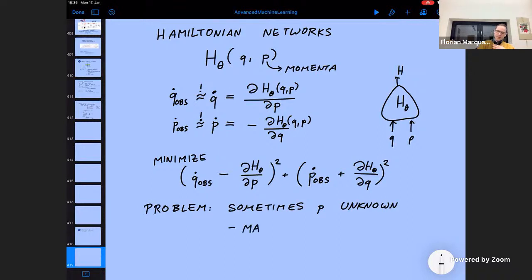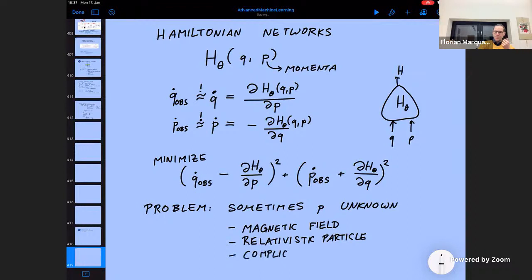So for example, if you have a system with a magnetic field, then the momentum inside the Hamiltonian is actually changed by the vector potential. And so you don't know that if you don't know the magnetic field. And so it's tricky. And another example would be if you have a relativistic particle. Then the relation between the velocity and the momentum is actually also more tricky, again, because the mass changes, of course, with velocity. And in general, if you have complicated coordinates, for example, some angles or so, in which you observe the dynamics, then it might also be tricky to figure out the momentum.